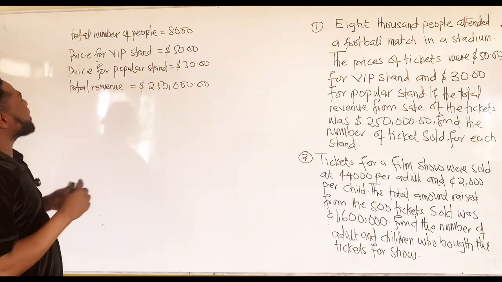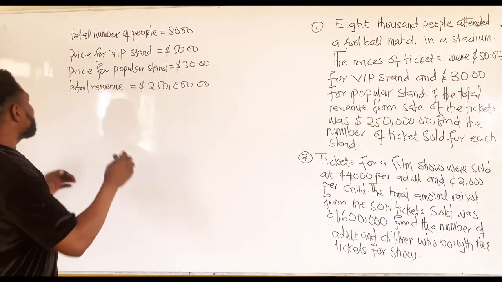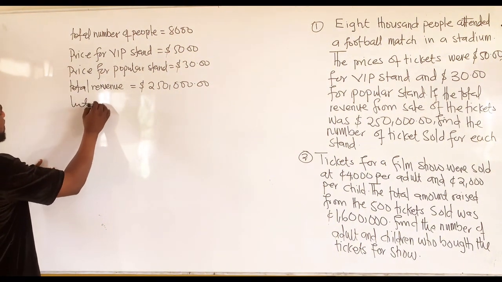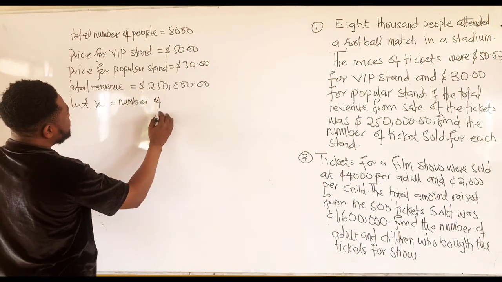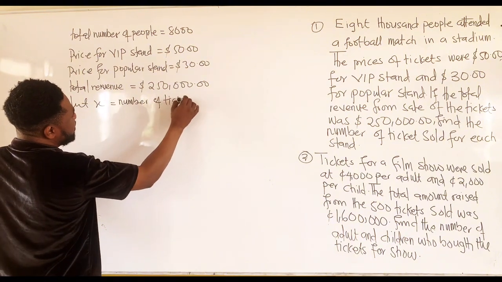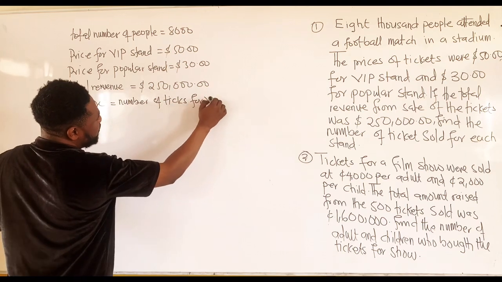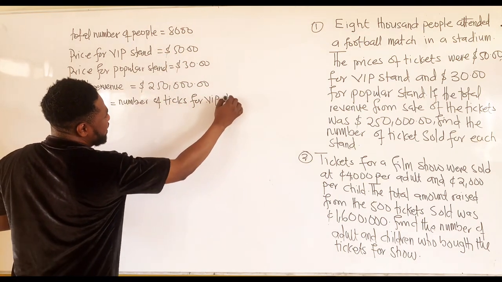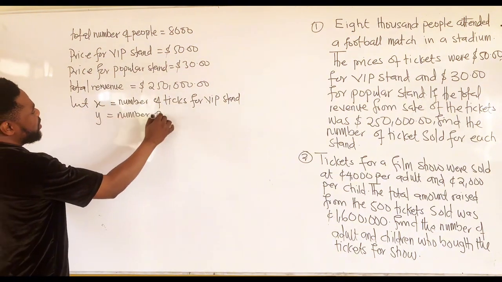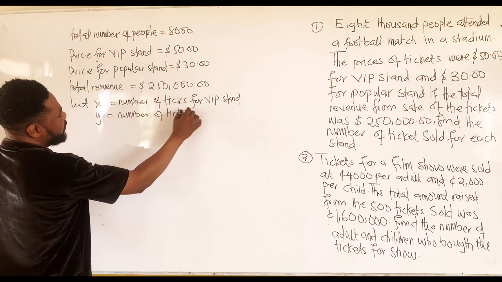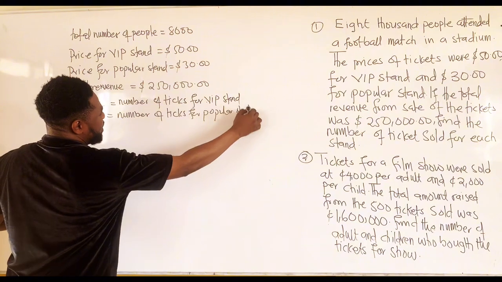So we don't know the number of tickets sold to popular stand and VIP. So what do we do? We use a variable to represent them. So we can say let x equal the number of tickets for VIP stand, and y equal to the number of tickets for popular stand.